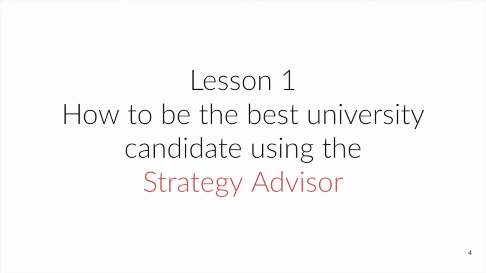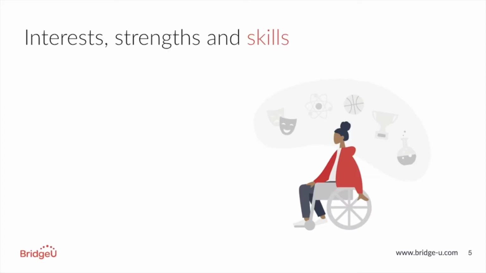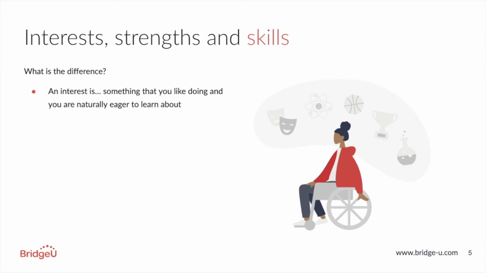Otherwise, let's begin. Today, in this first lesson, we're learning how to be the best university candidate using the strategy advisor. And we are going to start by learning about interests, strengths, and skills. What is the difference between these 3 things? Well, interests are things that you like doing and that you're naturally eager to learn about, that you're curious about. Strengths are positive aspects of your personality and of the way you think.